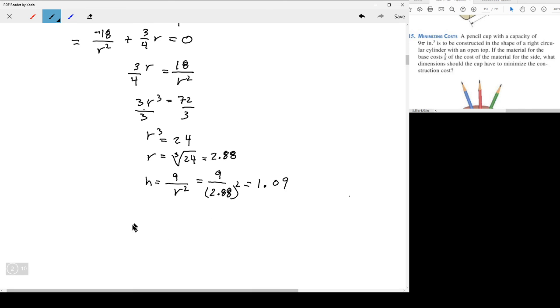All right, so those are the dimensions we're looking for. All right, the radius should be 2.88 inches, and the height should be 1.09 inches. All right, so hopefully that fixes the issue that we were having in class.